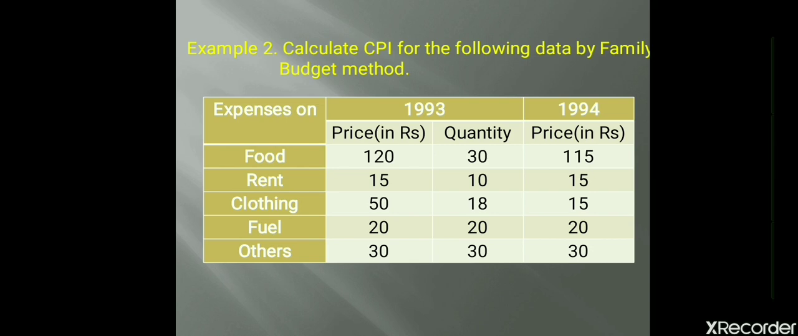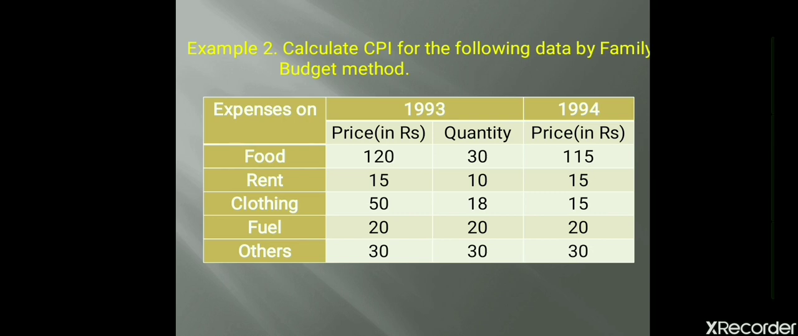The first column heading, expenses on different items, are given as food, rent, clothing, fuel and others. The next column heading, year 1993, has two columns in it, price and quantity. Under price, the values are 120, 15, 50, 20 and 30. Quantities are 30, 10, 18, 20 and 30.